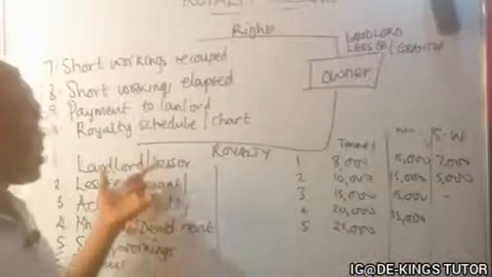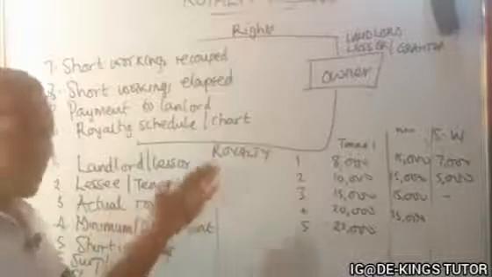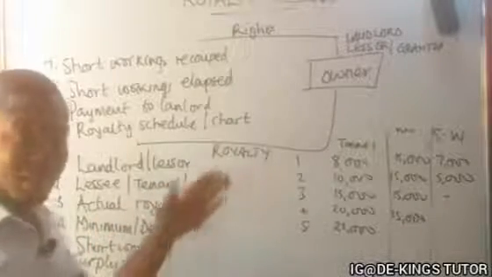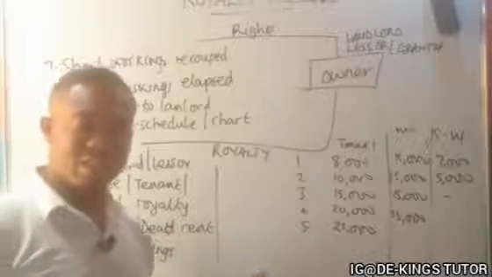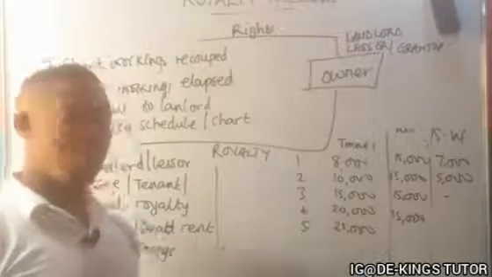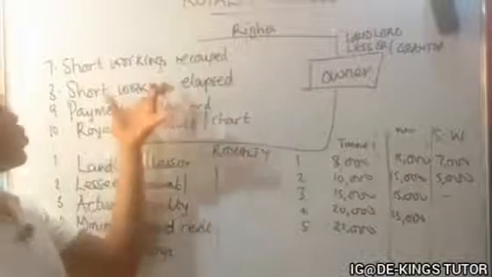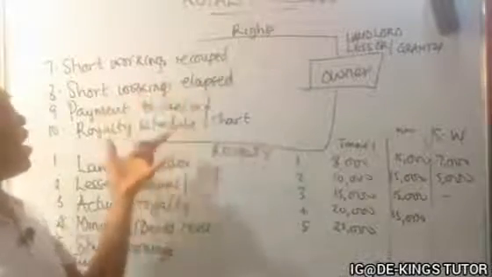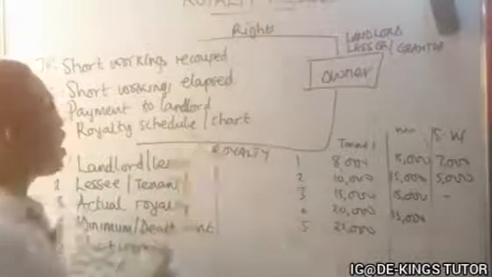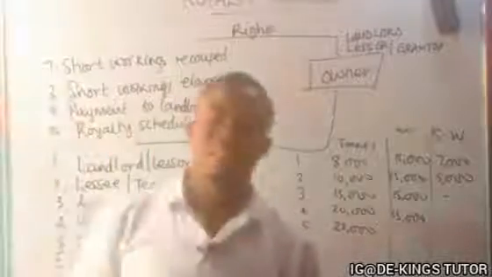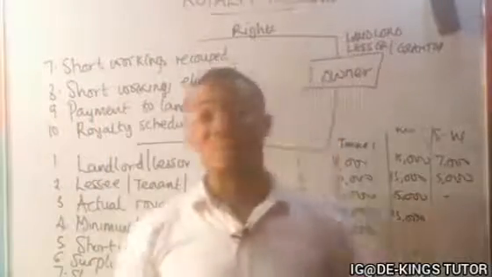So we have seen the landlord, the lessee, and the actual royalty, which is the utilization or activity being made. We have the minimum, or what we call dead rent, the minimum amount that is supposed to be paid to the landlord. We have seen short workings, surplus, short workings recouped, short workings elapsed, payment to the landlord, and the royalty schedule or chart. Now let's see how this royalty schedule looks, then we'll see an example relating to it.